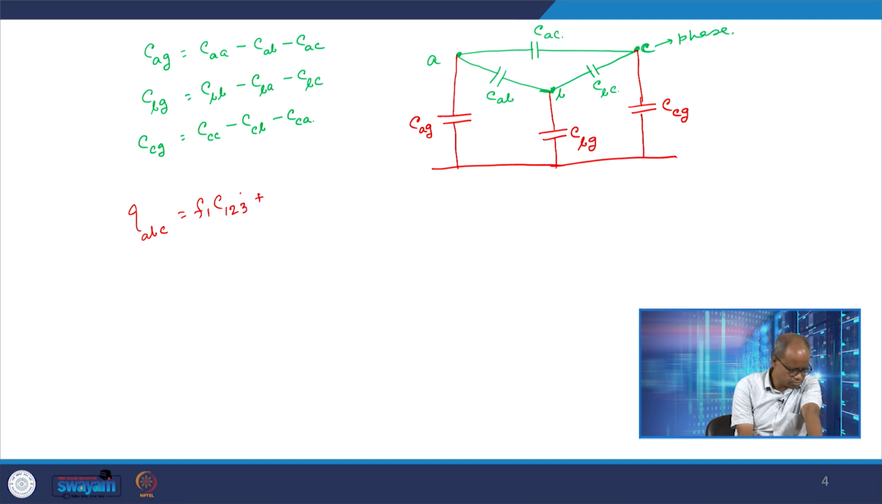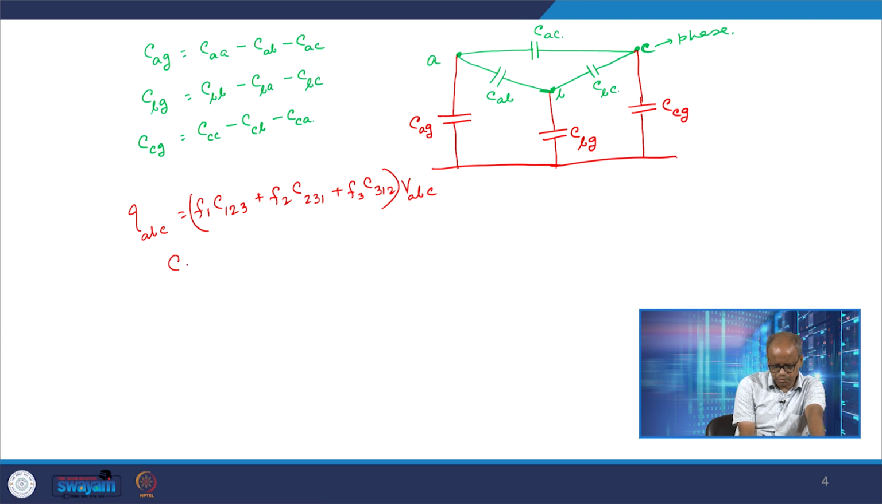F1 C123 plus F2 C231 and F3 C312 into VABC, and we have already defined these quantities F1, F2, F3, C123 and so on. So we are not defining them.